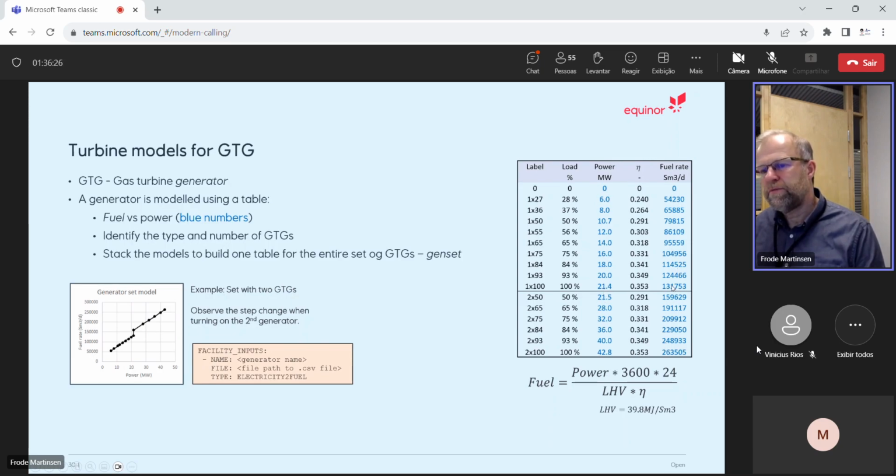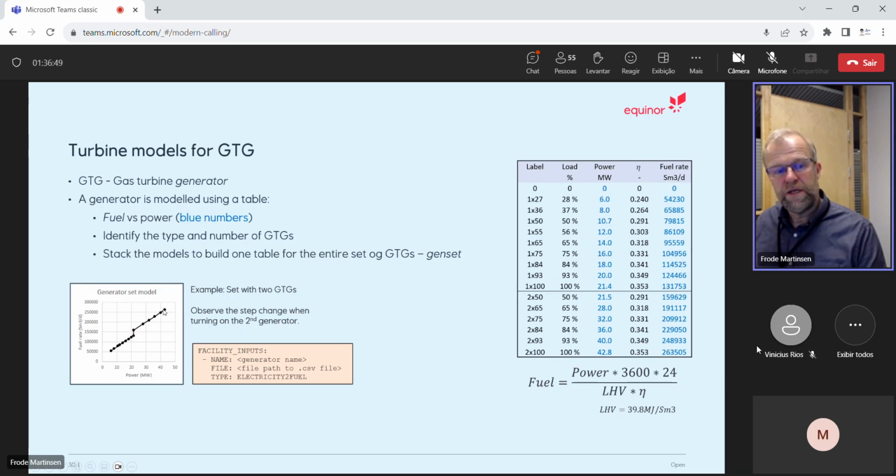But here is a jump from 131 to 159. And if I plot the blue numbers, you'll see this plot here. It's fairly straight line up to this jumping point, 21.4 megawatts. Then you have the jump in fuel. The fuel rate on y-axis, power on x-axis.